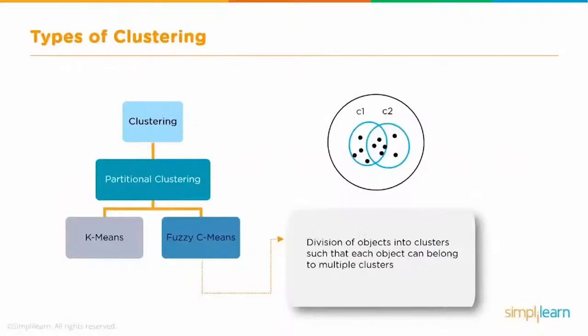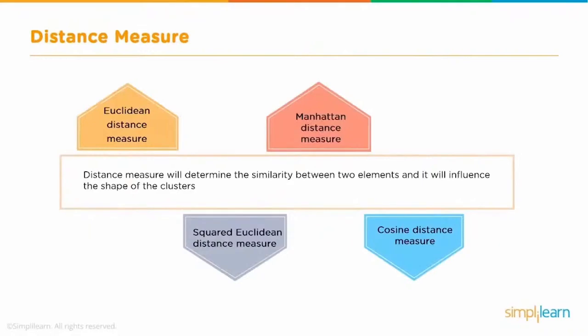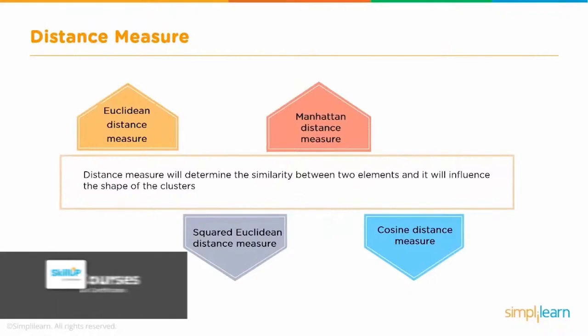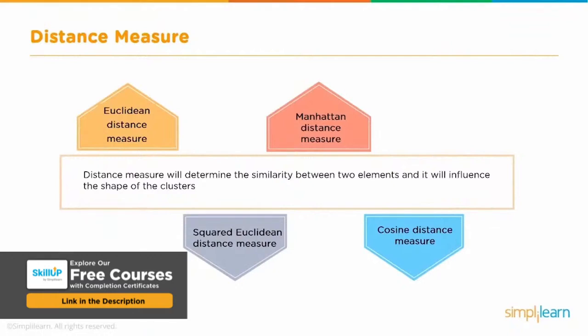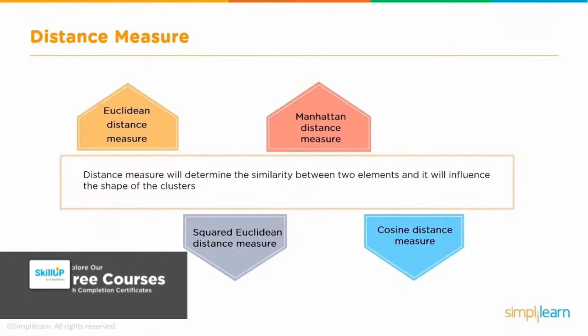So while these are the different types of clustering, in this video we will focus on k-means clustering. So distance measure tells how similar some objects are. So the similarity is measured using what is known as distance measure. And what are the various types of distance measures? There is Euclidean distance, there is Manhattan distance, then we have squared Euclidean distance measure and cosine distance measure. These are some of the distance measures supported by k-means clustering. Let's take a look at each of these.